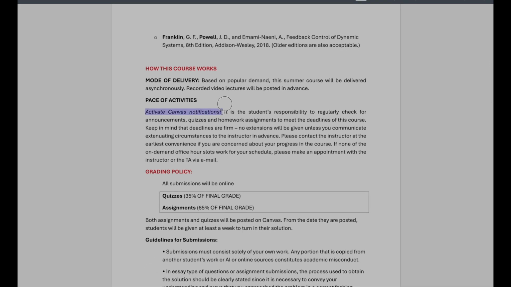Activate your Canvas notifications. Also, activate your email notifications because we want to be communicative. And if I respond to your email and you don't get a notification, that's kind of a pointless exercise.